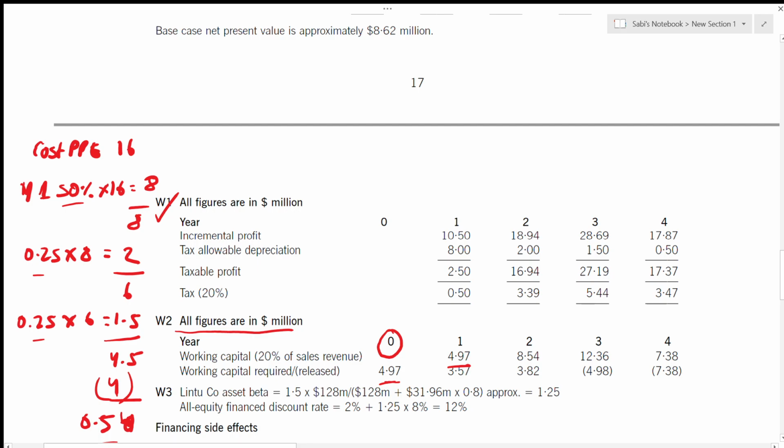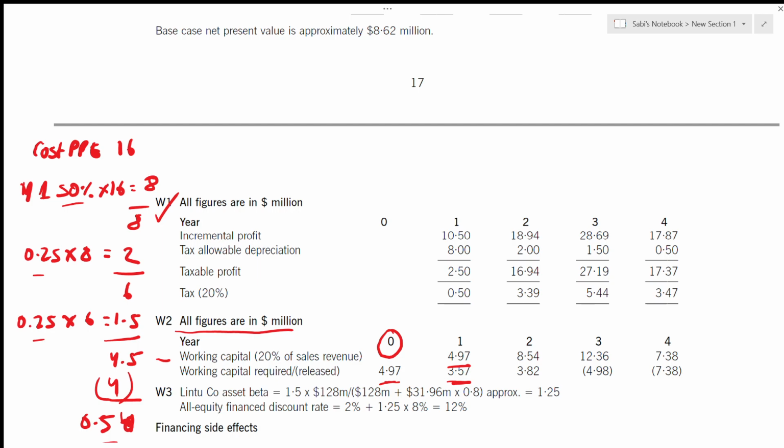So that means you're just increasing. It's like an increasing amount of working capital, right? 20% was 8.54 and already you have 4.97. So 8.54 minus 4.97 is 3.57. So this is the amount which you need in your working capital. And the first line is just for your working capital. 20% of sales revenue only you are taking. But the required is in your second line, the balancing amount, right? Now let's go to the third year.